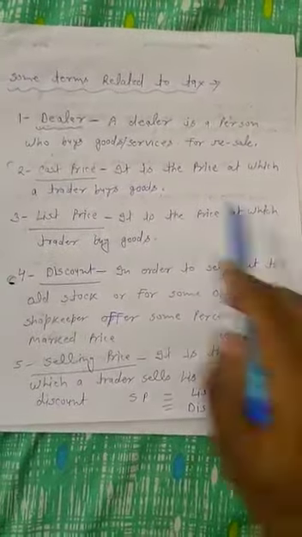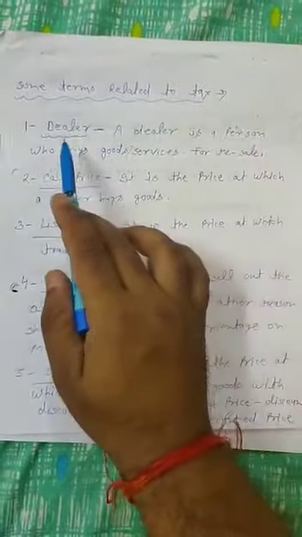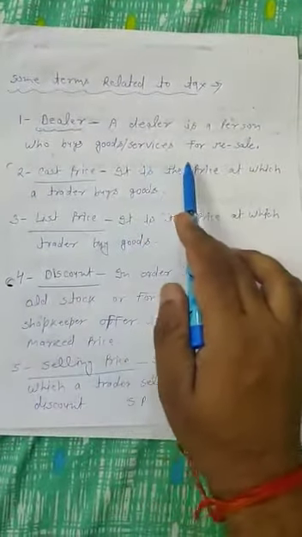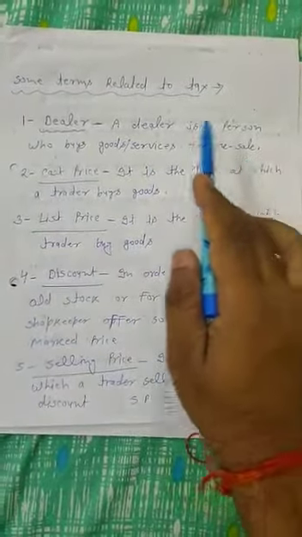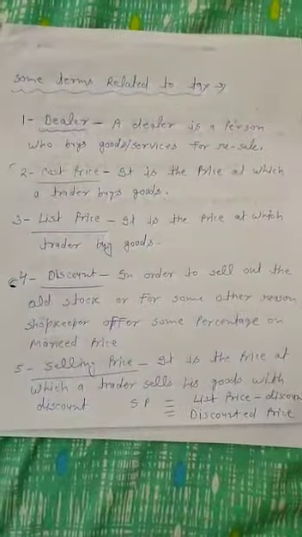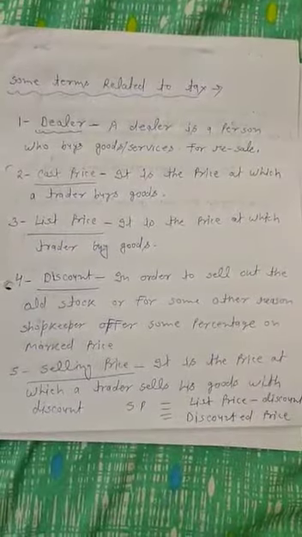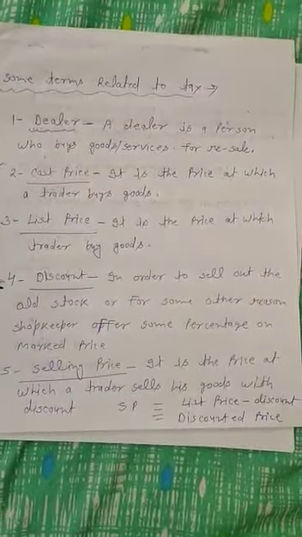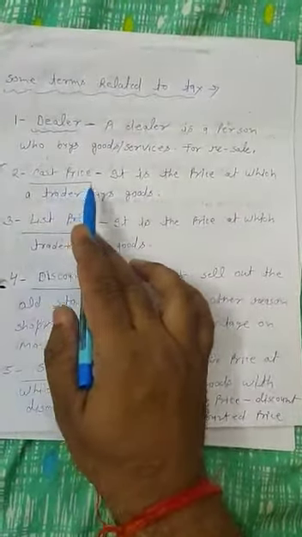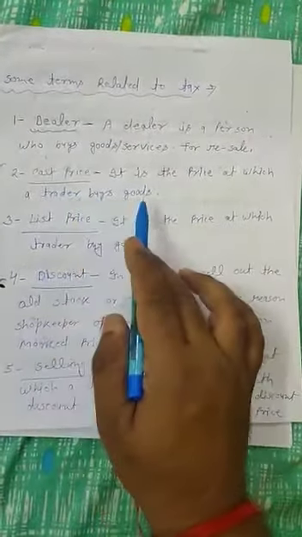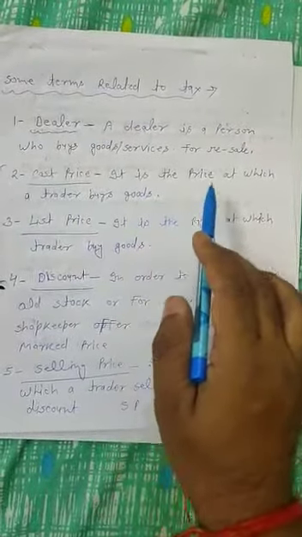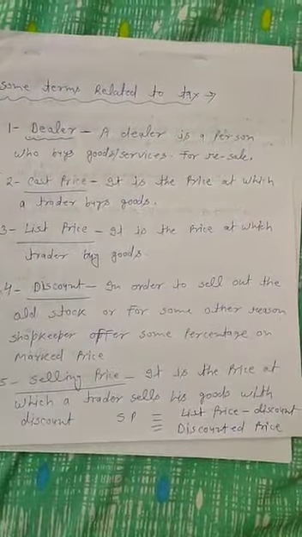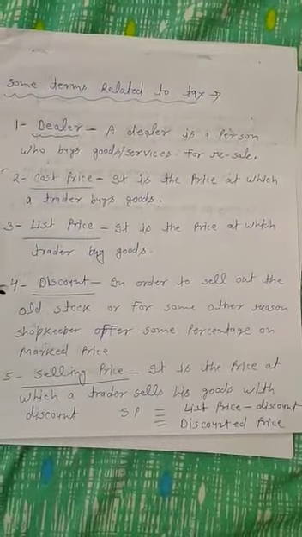Now some terms related to tax. The first is dealer. What is a dealer? A dealer is a person who buys goods or services for resale. Means any person who purchases goods or services for reselling is called a dealer. Now second, what is cost price? It is the price at which a trader buys goods. Means the price at which any particular object or service is purchased is called the cost price.